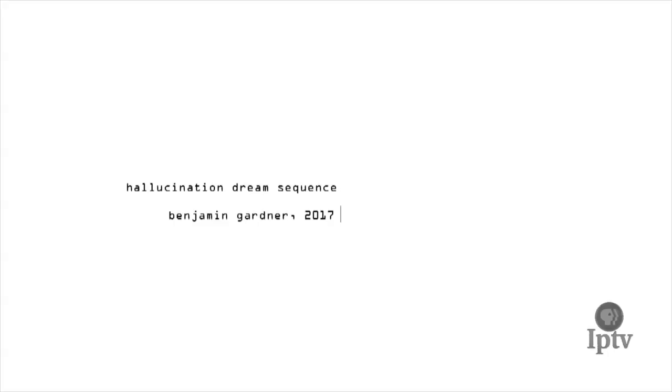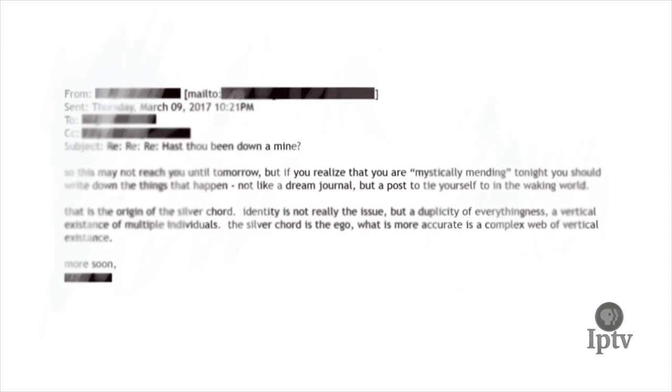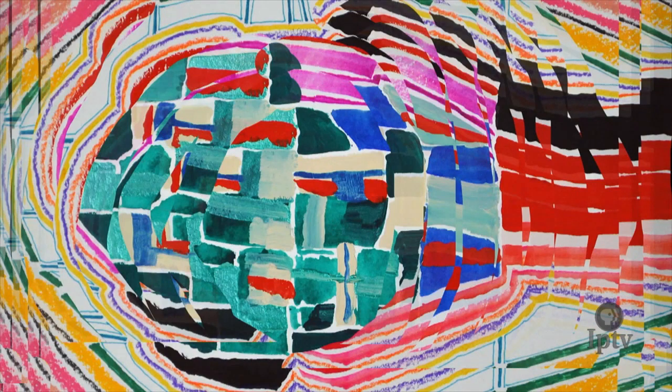Hallucination Dream Sequence is a film composed of vignettes, I would say, and emails. The emails are a conversation between two people about stages of going to sleep, and the animated vignettes are drawings that I made and used a process called data bending to animate them.